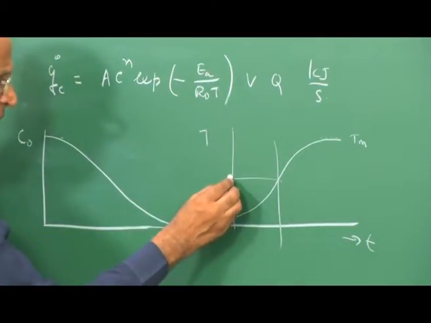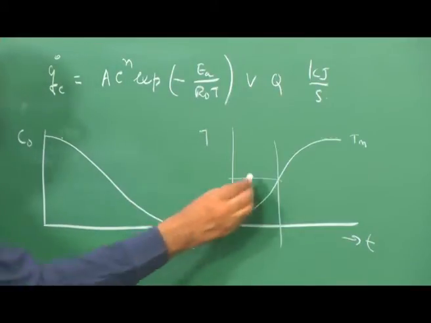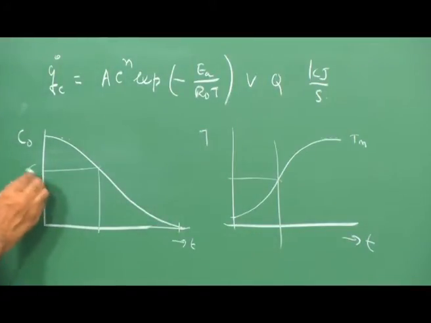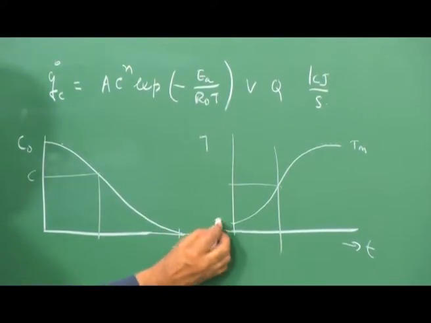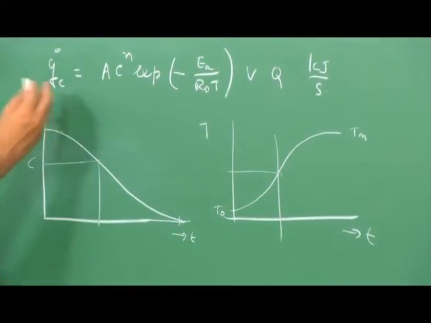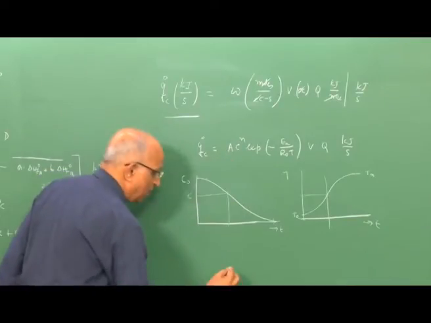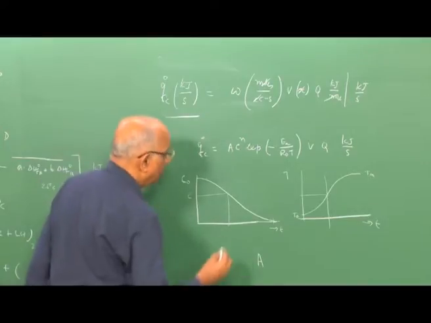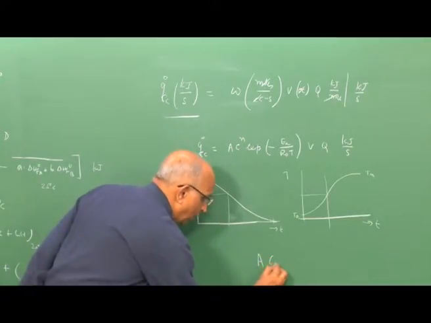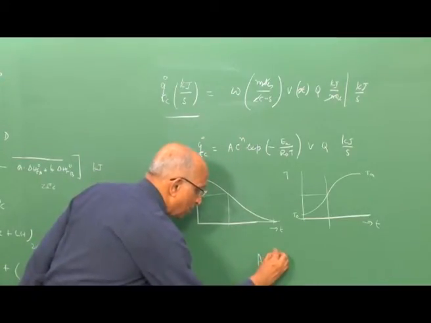That means when the temperature is T, I tell myself the concentration could be C. We put C in terms of the maximum temperature and the initial temperature T naught, and we got an expression. Well, let us put that down because that will help us to be very clear about what we were doing. We got A into the initial concentration to the power n.